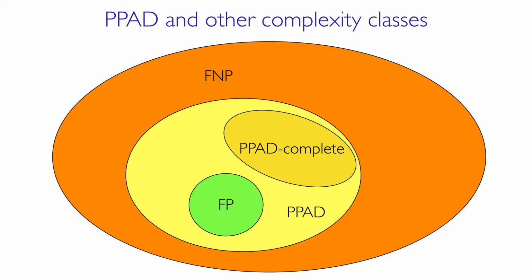The FNP class includes the PPAD class, and it is conjectured that the inclusion is strict. So no FNP complete problem is in the PPAD class. The picture shows that the hardest FNP problems are harder than all the PPAD problems, which, however, are not solvable in polynomial time. So, PPAD complete problems are not computable in polynomial time, but they are not FNP complete. So the conjecture is that they are easier than the FNP complete problems.